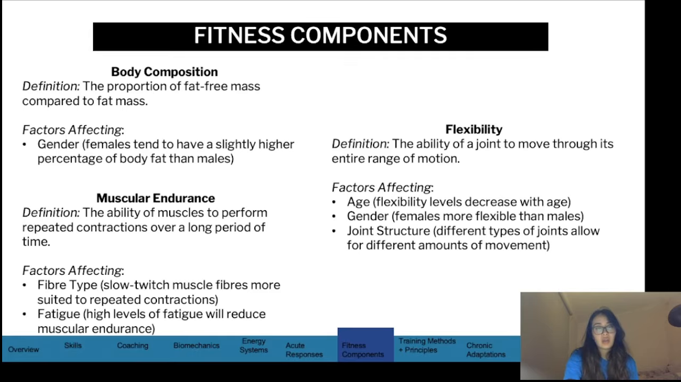Also, you'll notice that we have 3 different types of muscular ones. We've got muscular endurance, and this is the ability of muscles to perform repeated contractions over a long period of time. It can be affected by genetics and muscle fiber types, such as slow twitch. So slow twitch produce repeated slow contractions, which are good, and fatigue. So fatigue can reduce muscular endurance.